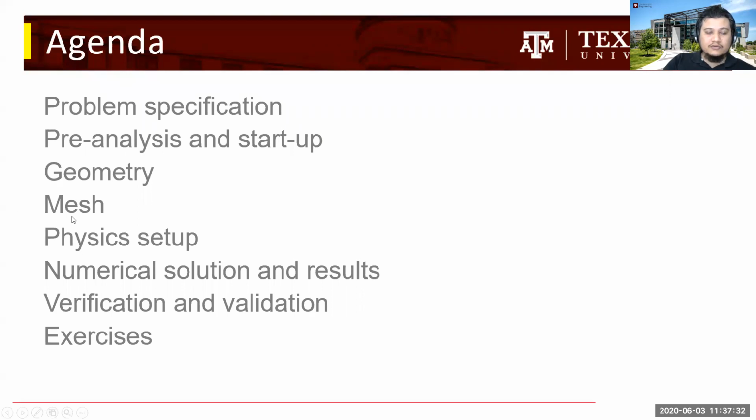Then I'll take you through a step called meshing or discretization, which is a very important step in any FEA analysis. Then the physics will be set up for the model which we have generated. Then we'll solve our problem and analyze the results. Then we'll go through the verification and the validation of the results which we got. And at the end, I'll discuss some exercises with you for your own practice.